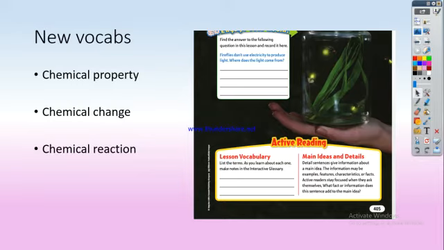Let's remember our new vocabs and please open your book with me, page 405, to write them down here. Number 1, chemical property. Number 2, chemical change. Number 3, chemical reaction.